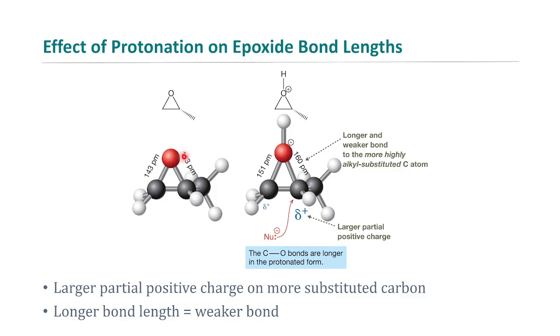And so what we see here is when we protonate this, it is going to greatly increase the bond lengths for these bonds. However, the one that increases the most is going to be the one on the more substituted side. That gives us a longer bond length, and that's a weaker bond. And the larger partial positive charge is going to happen on that more substituted side, where it's more stable. And so, again, we end up with a larger positive charge that's more stable over there. And that's why our nucleophiles are going to attack there.